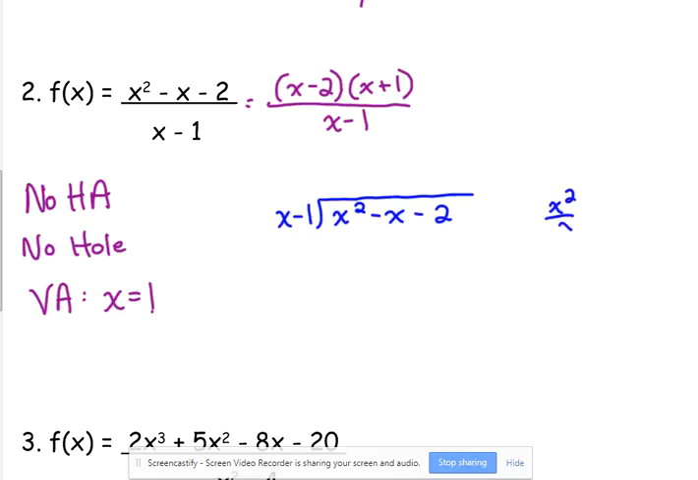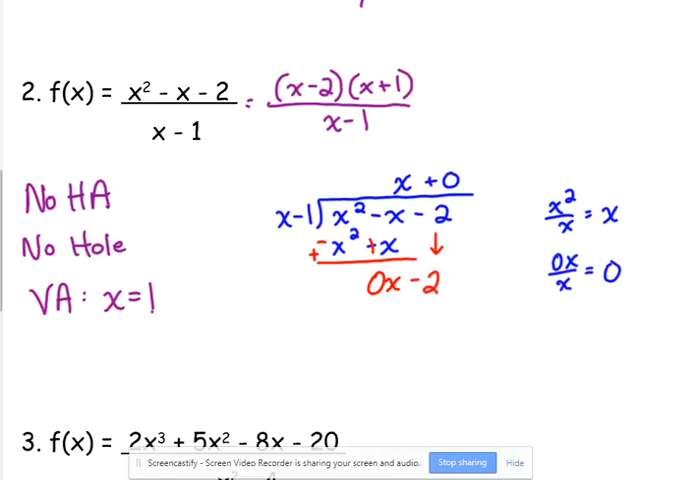Okay, so x squared over x is x. Multiply. x times x is x squared. x times negative 1, negative x. Be careful. Okay, those cancel. This time it does. Negative x plus x, that is 0x. And you bring down the minus 2, but then 0x over x is 0. So you don't really want to write x plus 0, but I'm just illustrating here. So in this case, our slant asymptote is just y equals x.